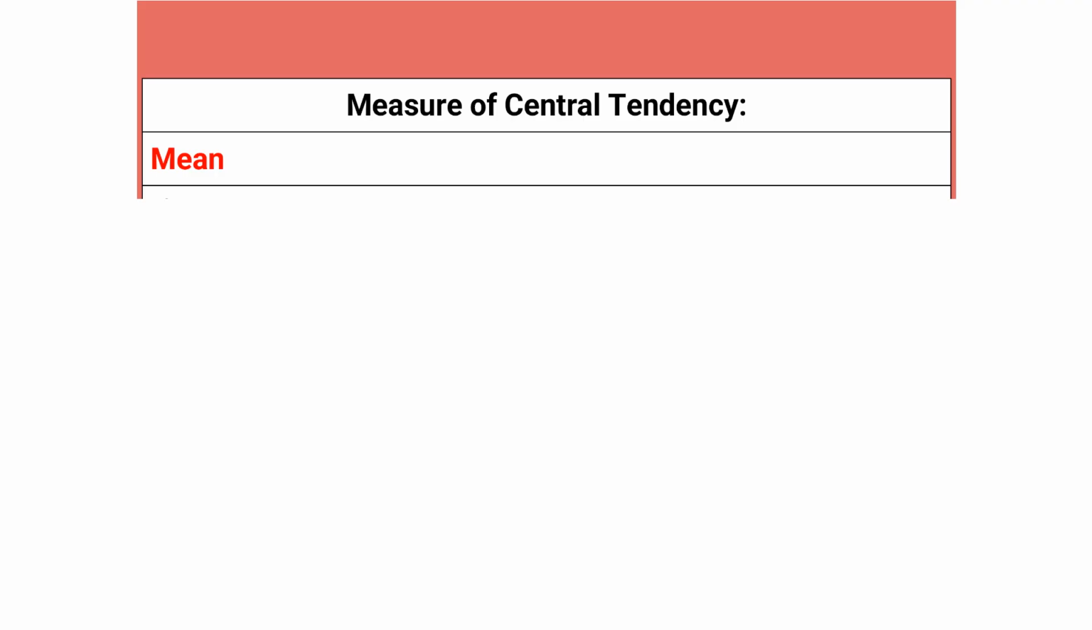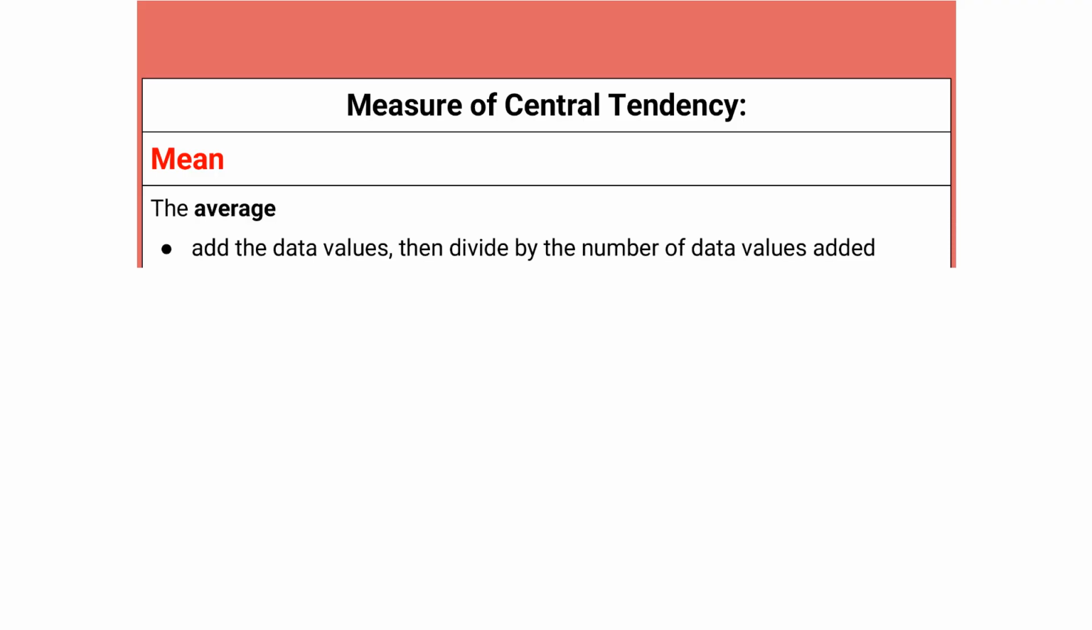You've done these before, certainly in grade 8. You've talked about mean. Another name for mean is just the average. We take all of the data values, we add them up, then divide them by the number of data values that we just added. That gives us the mean.